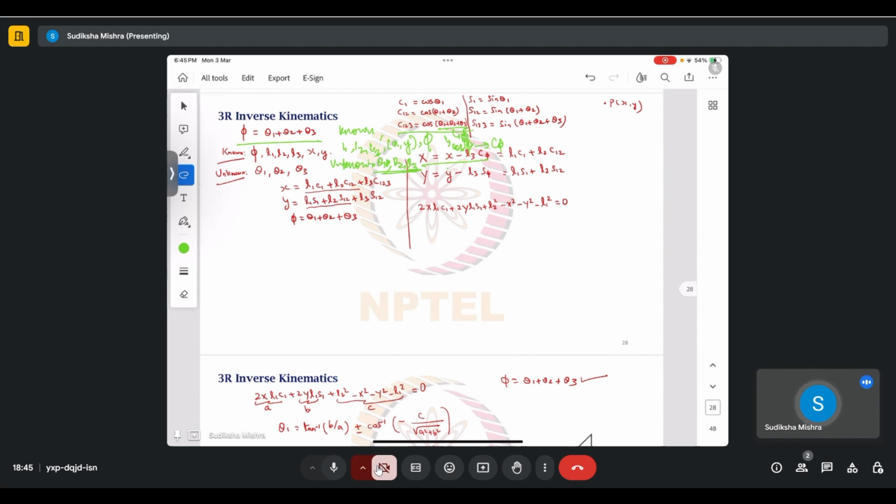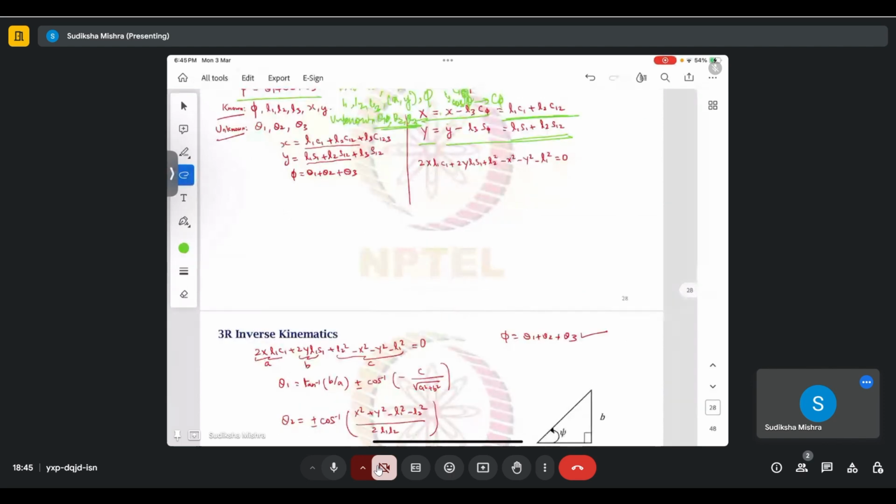So X, if you define a term X as small x minus L3 C phi, it can be written as L1 C1 plus L2 C12. And similarly, Y can be written as L1 S1 plus L2 S12. And you square both of these terms, and you finally get an equation like this.